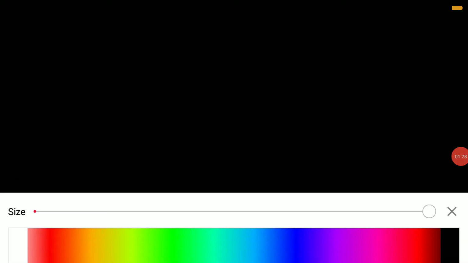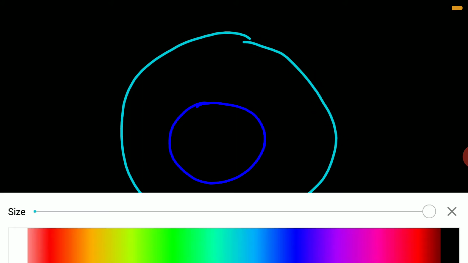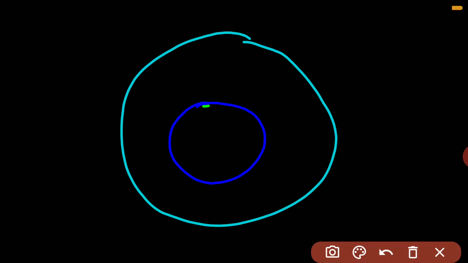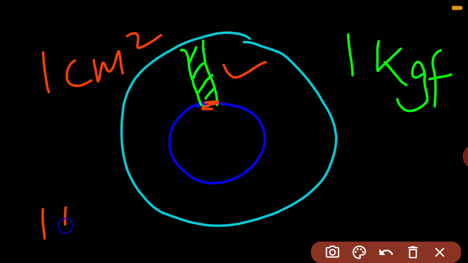Suppose we consider earth, and like before we are considering an atmosphere on top of it. Now suppose I take only 1 centimeter square on the surface of the earth. So the column of air above it will have some weight. That weight is equal to 1 kgf. Hence the pressure exerted by this air column on the surface of the earth, whose area is 1 centimeter square, will be equal to 1 kgf per centimeter square.